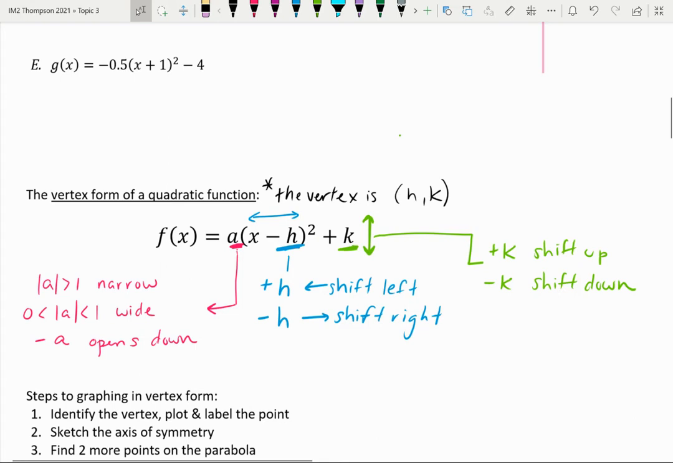And then K causes a vertical shift. If I add a number, it shifts up, and if I subtract a number, it shifts down. I'll give you a moment or two to copy that down. Then we'll go back and answer E.